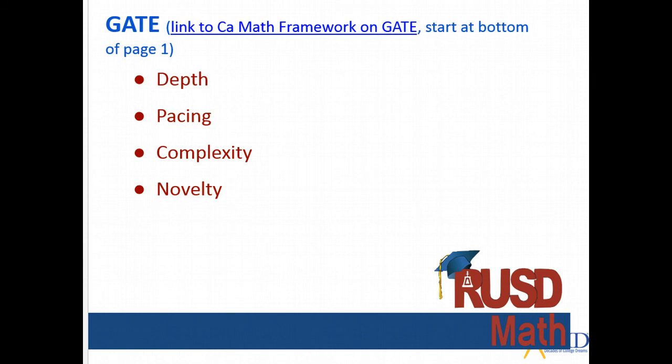And now that you've looked at the document, you should see that for GATE students, we should vary the amount of depth, pacing, complexity, and novelty of each assignment. So again, we're asking the same question. Did the prior lesson properly address the needs of our GATE students? And if not, what could be added to the lesson to address it further?